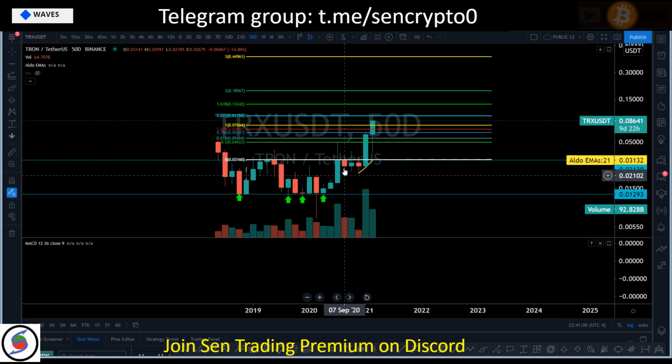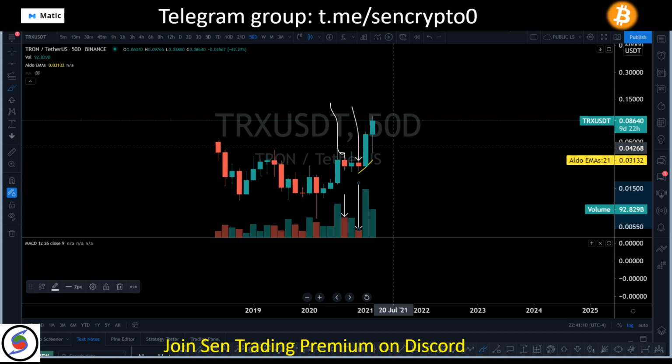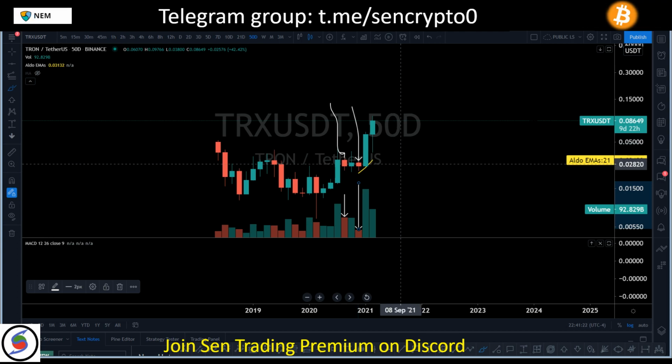As you can see also on the 50-day cycle, no sell volume right here, volume has been pretty low. That's why I've been saying, guys, keep an eye on Tron, keep an eye on Tezos, no sell volume. These suckers are going to be blasting off in Q2 and Q3. Something to keep in mind going forward.